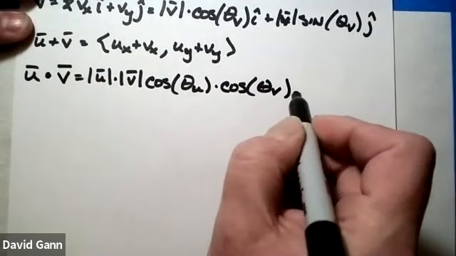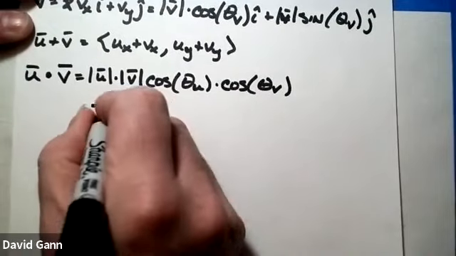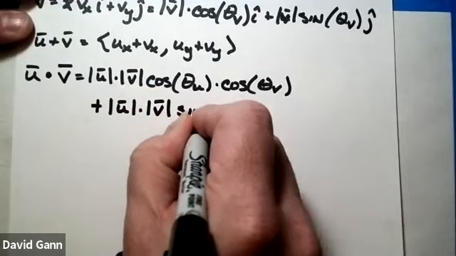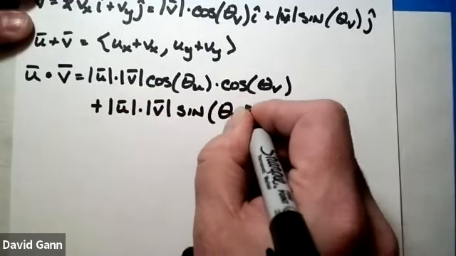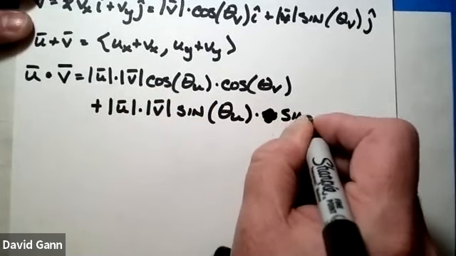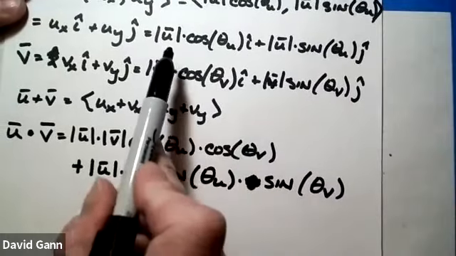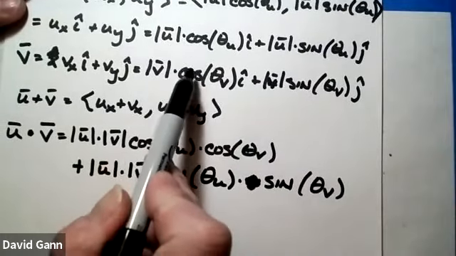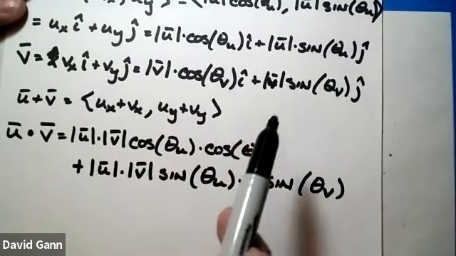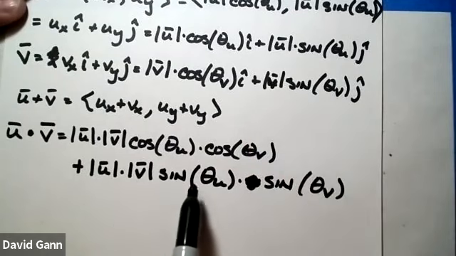No direction, no vector, no unit vectors here. And then I'm going to put on the next line, plus magnitude of u times magnitude of v times the sine of the direction of u times the sine of the direction of v. Now, look where this came from. This is just simply these two things multiplied together, lose the unit vector, that becomes this term. Multiply these two things together, lose the unit vector, it becomes these terms.